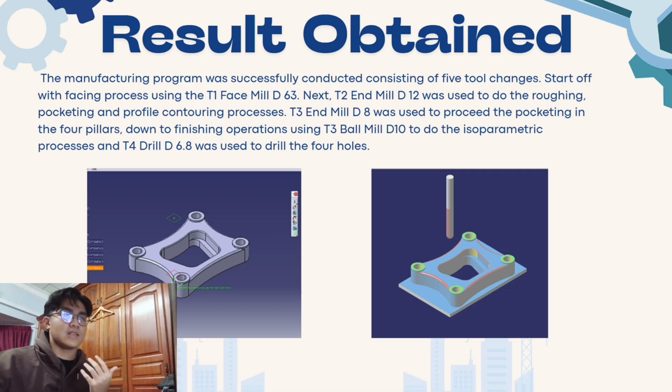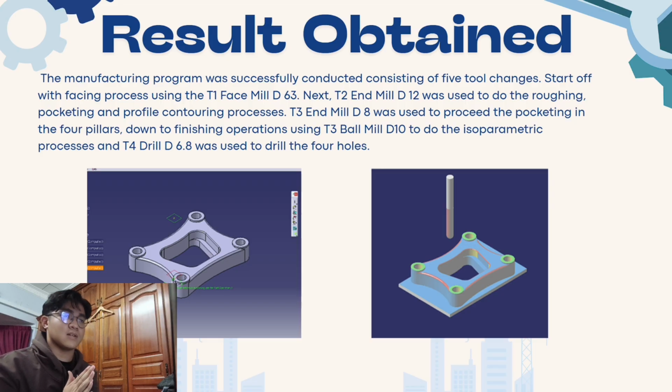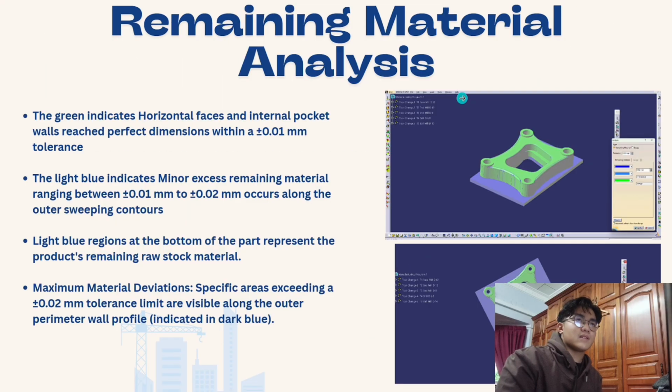We were assigned to do 6 processes, so we have the facing, the roughing, pocketing, profile contouring, the ball mill diameter 10 for isoparametric, and the drilling. So we have 6 processes that we did as we were assigned by our lecturer, Mr. Shafiq. Next, the remaining material analysis, okay.